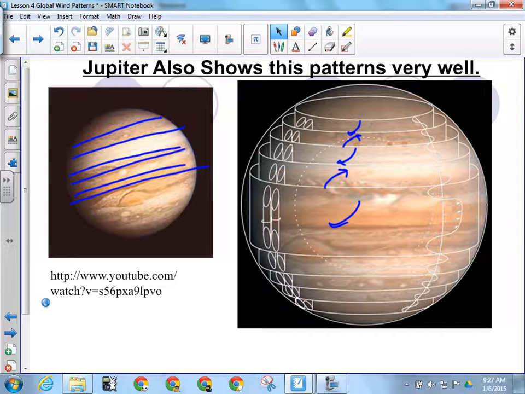Okay, so we kind of see there how that rotation can affect the wind patterns. And you could see very clearly on several of those videos where, right next to each other, we had winds going west and winds going east, just below or just above.